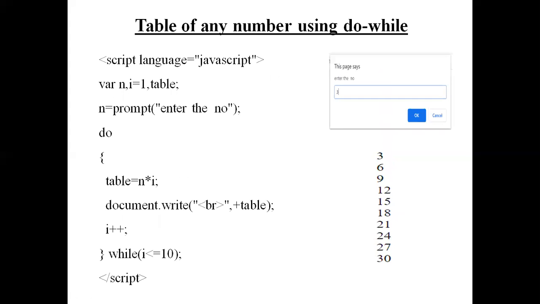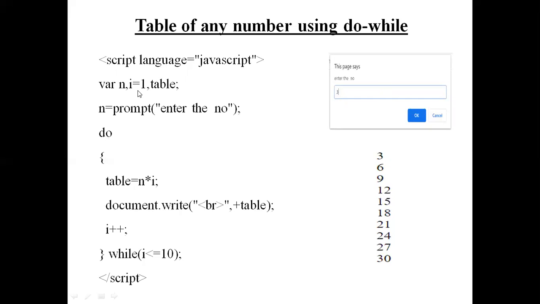Next is the table of any number. Just like using the while loop, as I have explained, same. So let's see an example with a do while. Here prompt is used. See, the prompt I have used. So the same program I am executing using the do while loop here. The writing procedure is different. N was for the table value which is to be generated. So I am generating the table of 3.